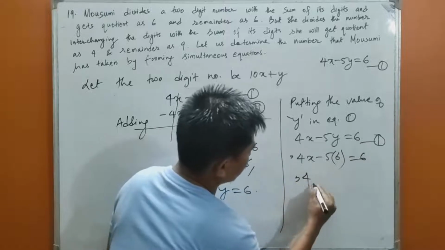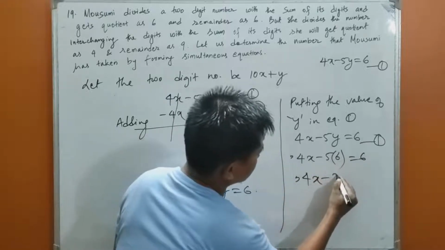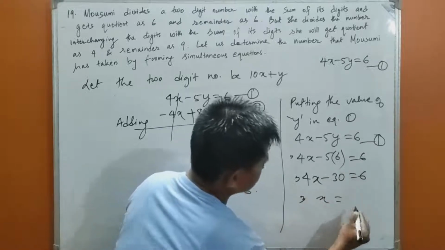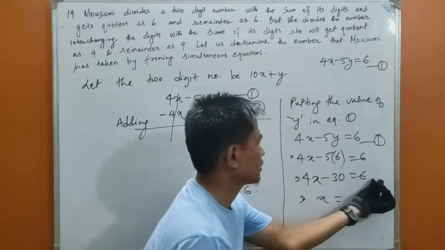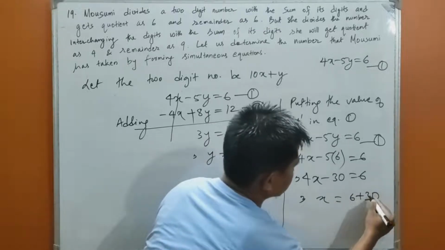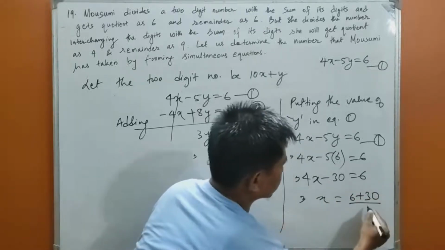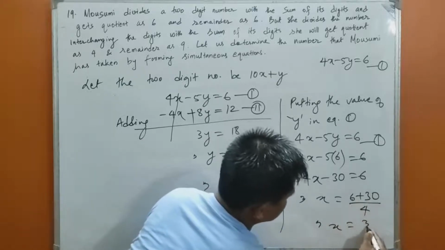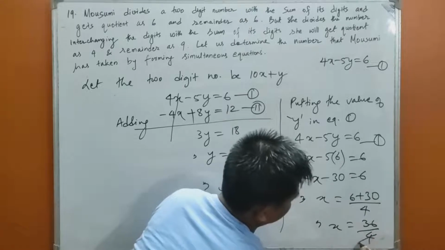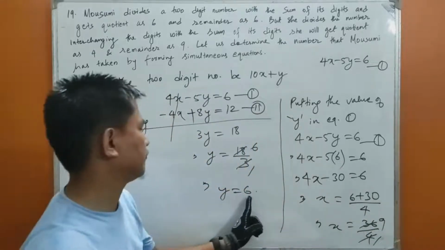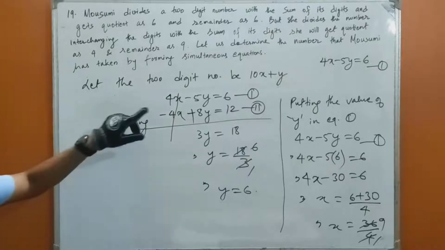Or 4x minus 5 6s are 30 equals 6. Or x equals, we have 6 here, minus 30 goes, it becomes plus. 6 plus 30 divided by this 4 goes to the denominator, isn't it? Or x equals 6 plus 30 is 36 divided by 4. 4 1s are 4, 4 9s are 36. So the value of x is 9 and the value of y is 6. Now, please take the screenshot, okay?